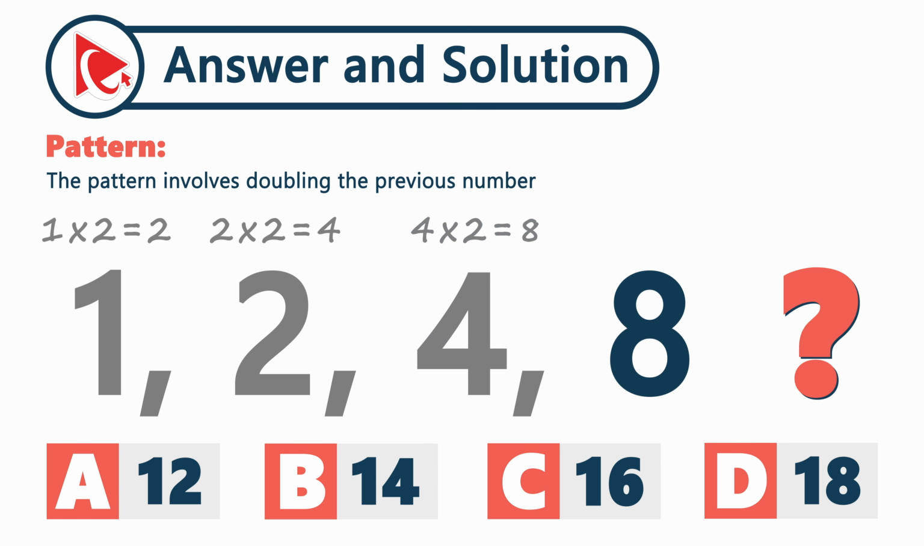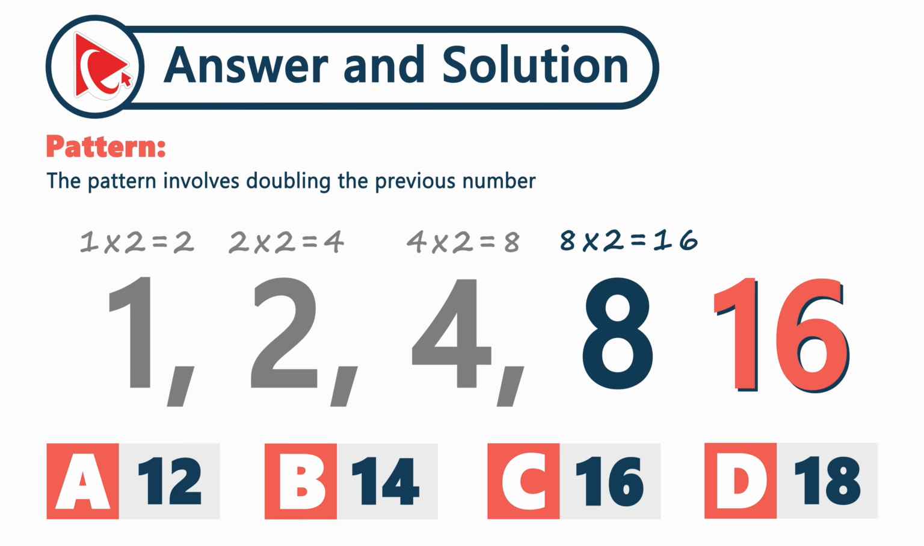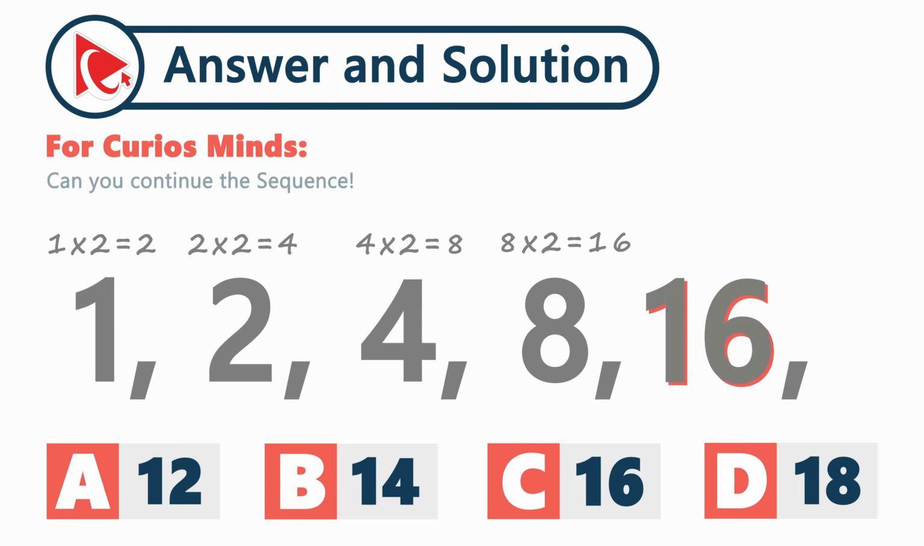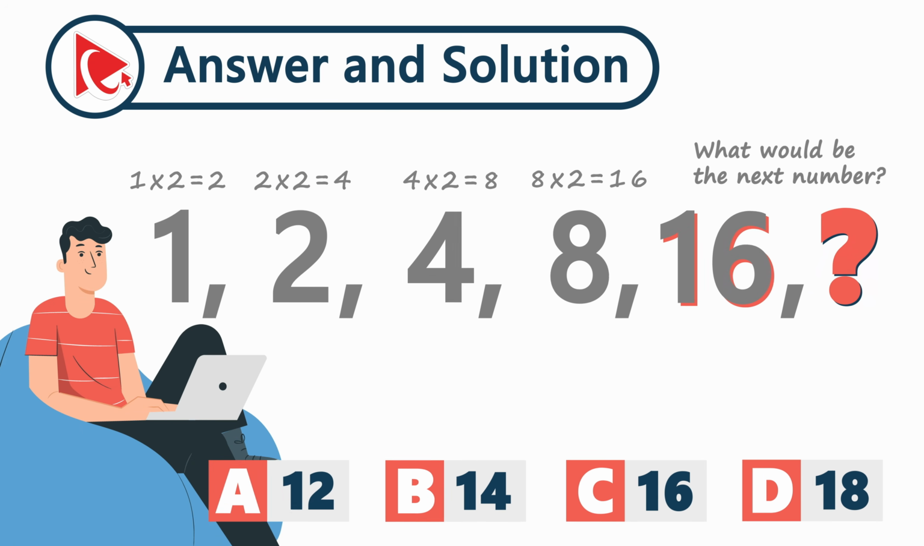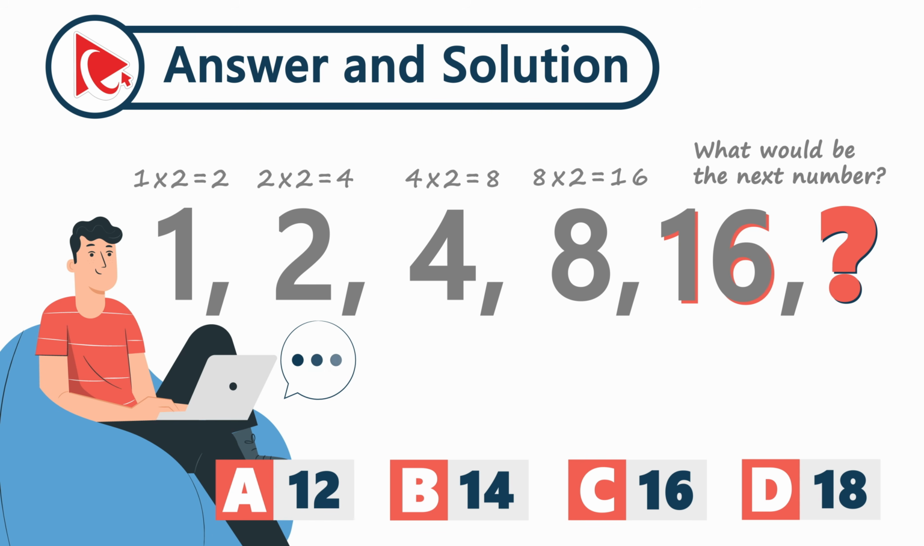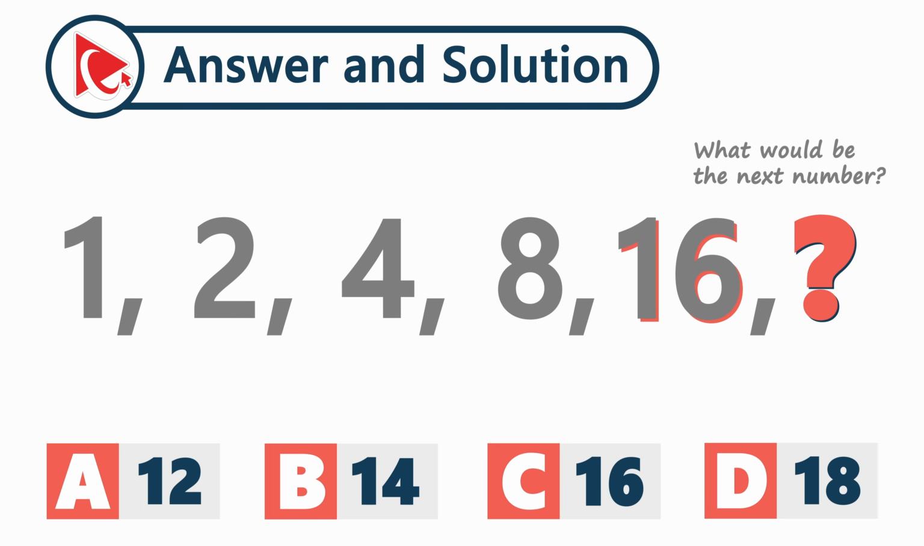And you know what time it is now, right? It's the magic time to calculate the missing number. 8 multiplied by 2 equals 16. Can you do me a favor though? Can you continue the sequence and calculate what the next number would be? Post your answer in comments and I'll provide you with my feedback. And I'll confirm with you that the correct answer to this question is choice C, 16.